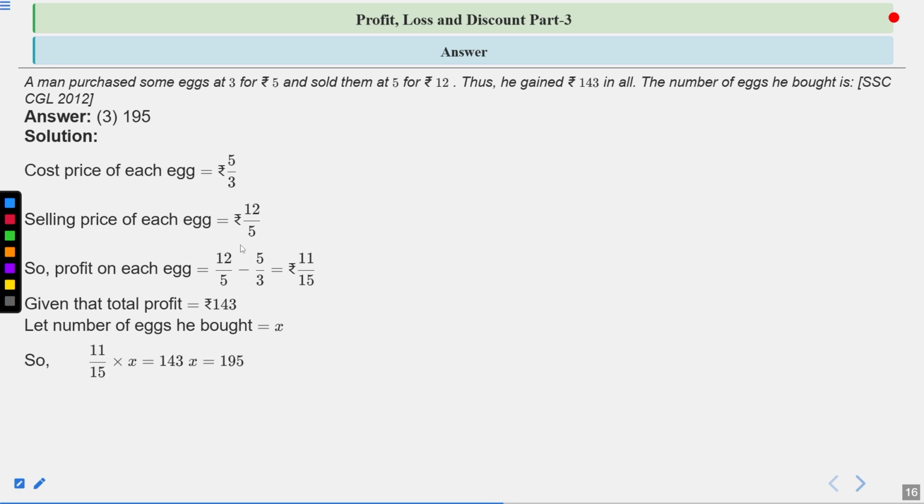So we can say that 11 by 15, the profit on one egg, multiplied by x, equals 143. When we simplify it, we get the value of x: dividing 143 by 11 and multiplying by 15, we get x as 195. Hence he bought 195 eggs. So the third one is the correct answer of this question. Next one.